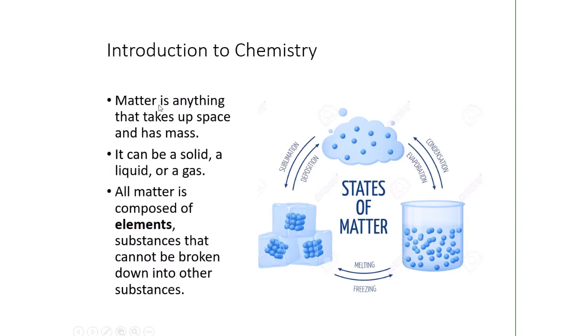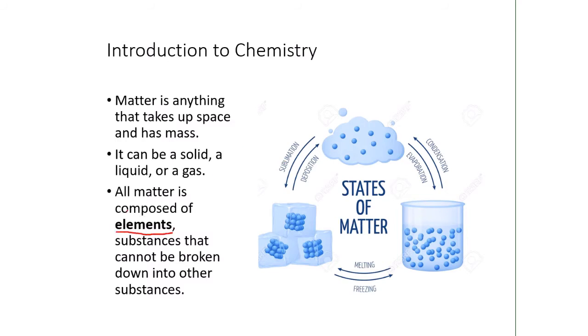So matter is anything that takes up space and has mass. And matter can be solid, such as ice. It could be a liquid, such as water, or it could be gas, such as water vapor. And of course, they can cycle through the different states of matter depending on the temperature change, for example. And all matter is composed of elements.